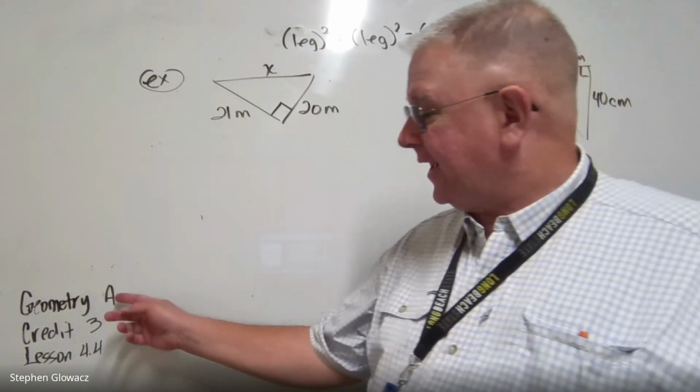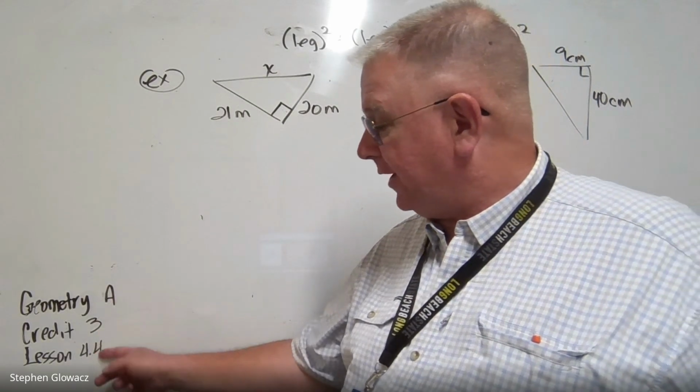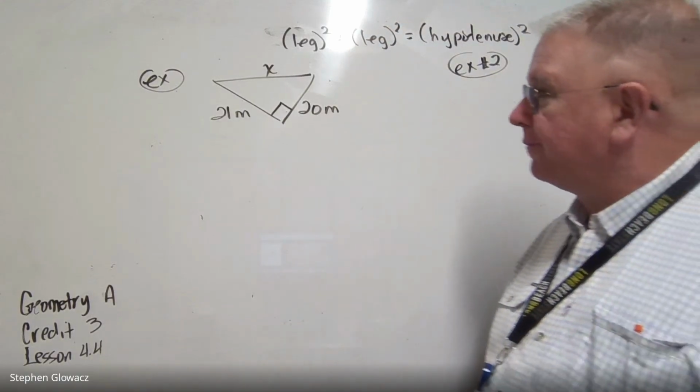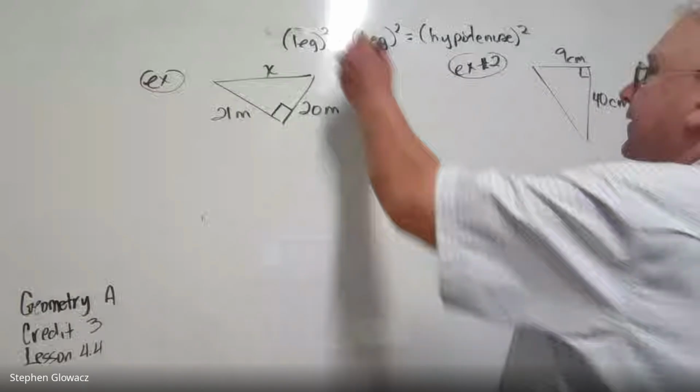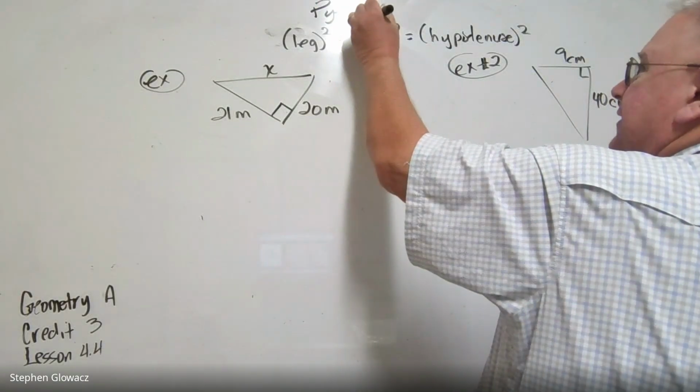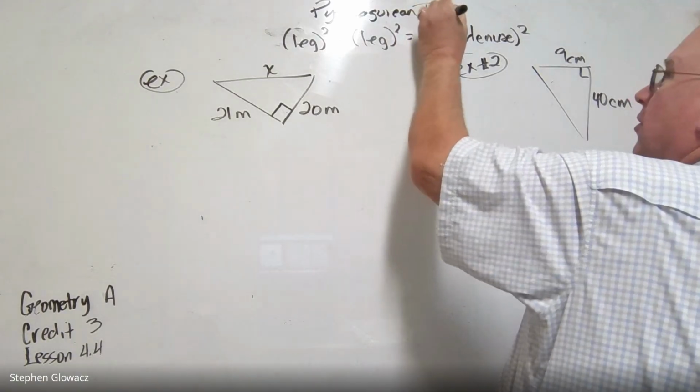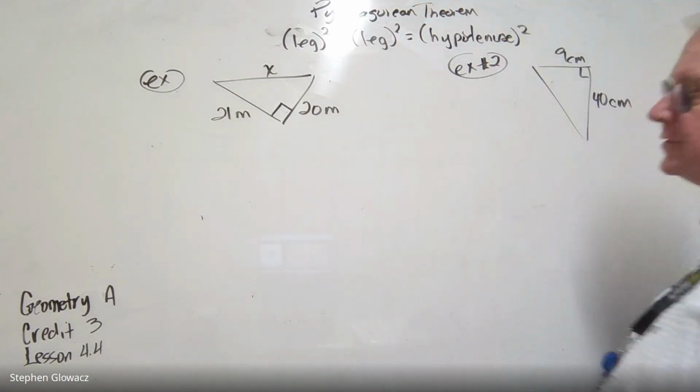Okay, these are the examples for Geometry A, Credit 3, Lesson 4.4. Lesson 4.4, we're going to be learning about the Pythagorean theorem. And this is something you probably have heard of, so let's jump into the examples.